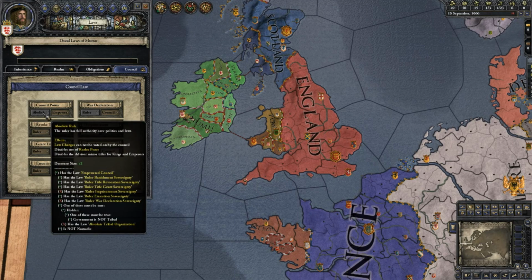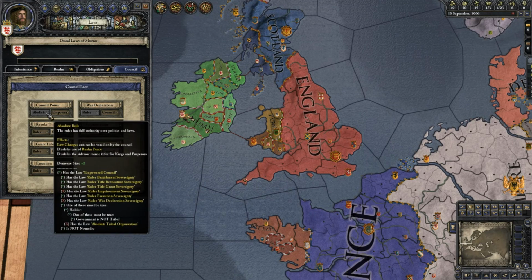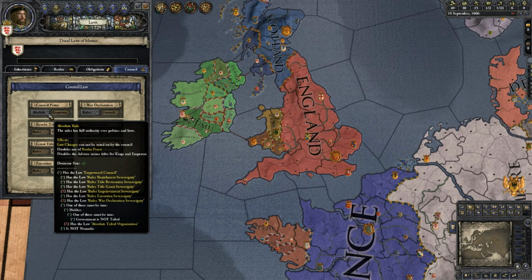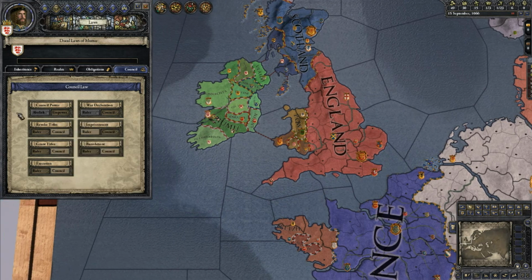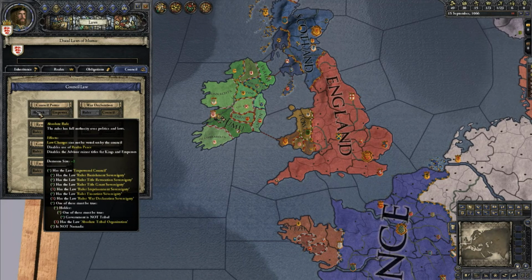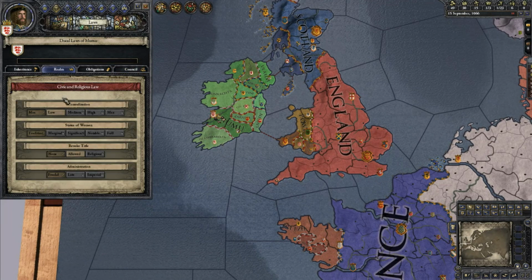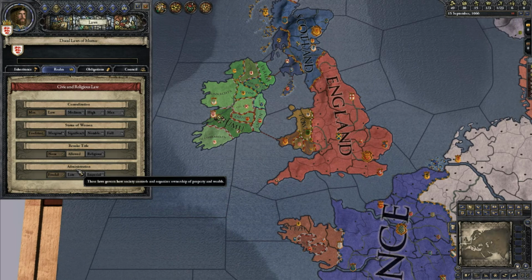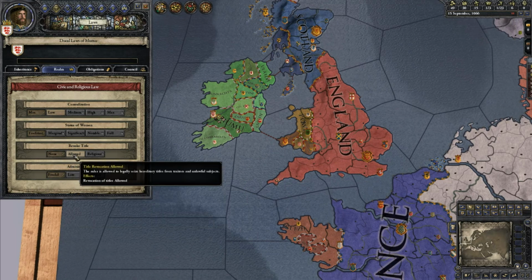Finally, there's council power in general. Ruler has full authority over politics and law. Law changes cannot be voted on by the council. This is sort of like a holy grail. If you get this, you can click any of these buttons pretty much for free, as far as I understand it. I never bother with this because the council is easy to manipulate. Let's look at an example.